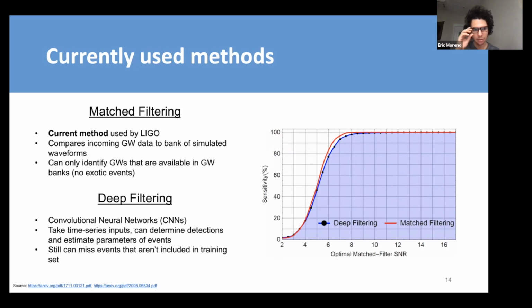So the currently used methods for identifying gravitational waves: one is matched filtering, which is the current method used by LIGO, and it basically compares incoming gravitational wave data to a bank of simulated waveforms that they have. And it's pretty good at identifying gravitational waves, but it can only identify gravitational waves that are available in their own banks. So if they can't simulate the gravitational wave, then they will have a hard time detecting it. And similarly, they are moving to machine learning techniques using convolutional neural networks on this strain data. And the same deal here. If you aren't training your convolutional neural networks with your simulated events, or if you're missing out on simulated events in your training set, it's going to be hard to detect these gravitational wave events.